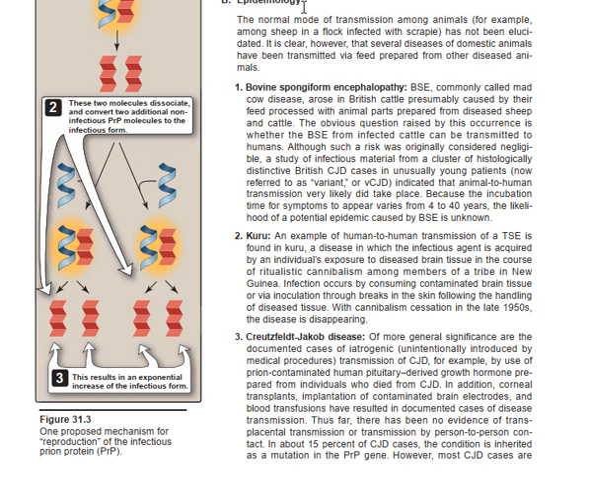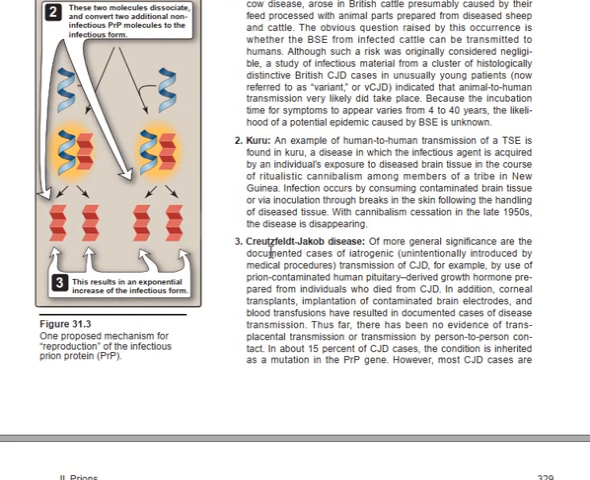Is it clear? Now the next disease is kuru. It's an example of human-to-human transmission of this prion disease, found in kuru. It is acquired by individual exposure to diseased brain tissue in the course of ritualistic cannibalism.